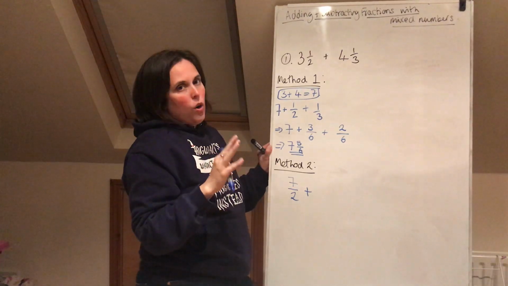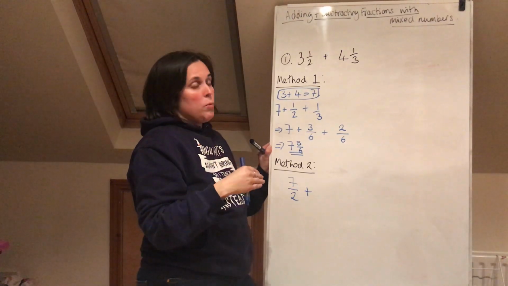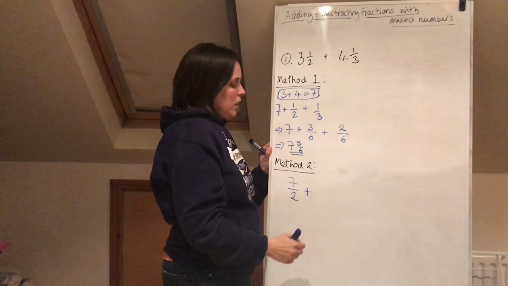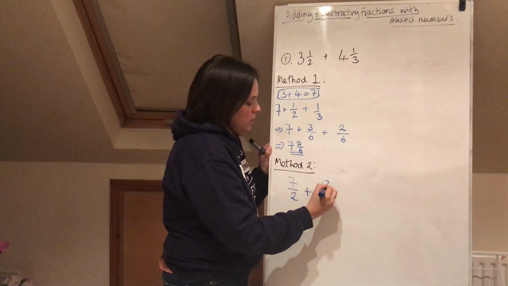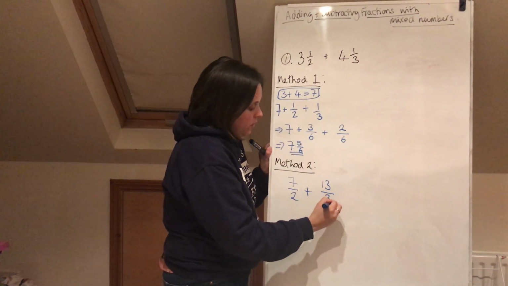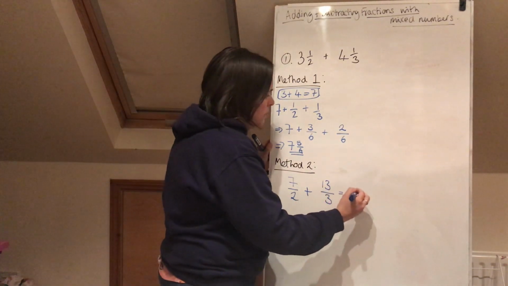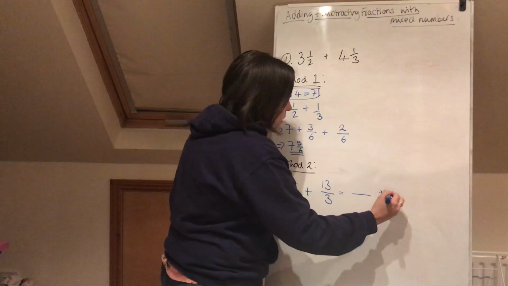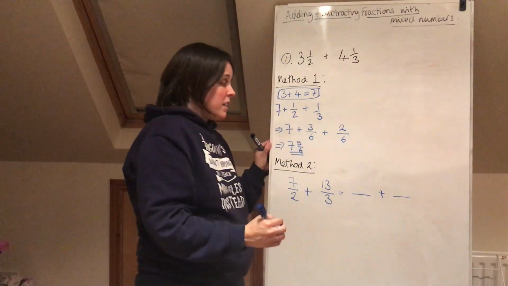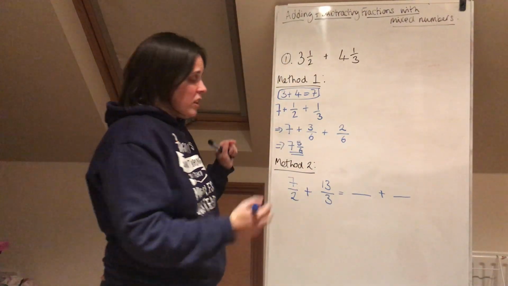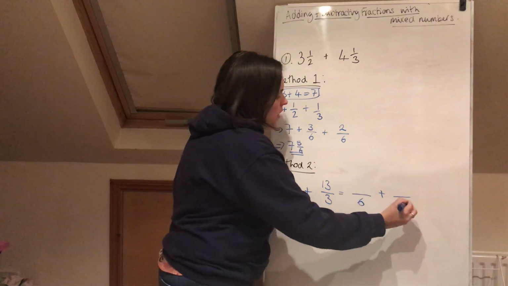So if I've got 4 whole ones, 4 times 3 is 12, plus the 1 on the top gives me 13. So I've got 13 over 3, okay? Now I do the same as I did last time. I've got to put them over the same common denominator. Now I've already done that up here, haven't I? So I know it's 6.